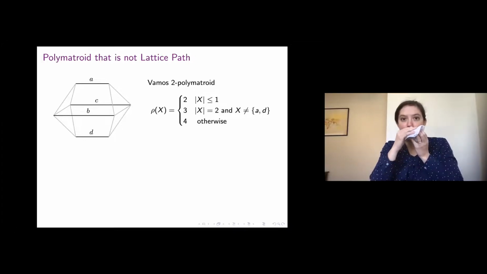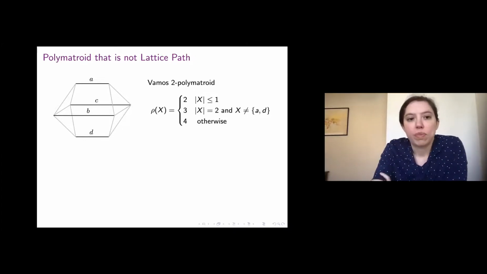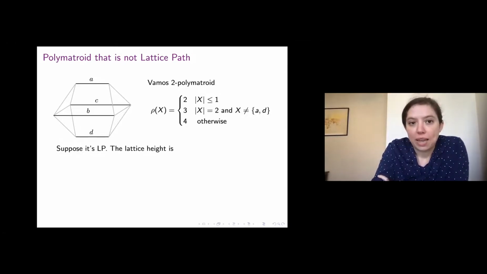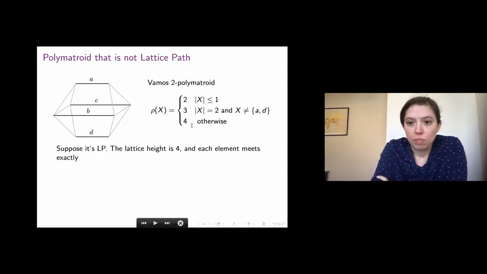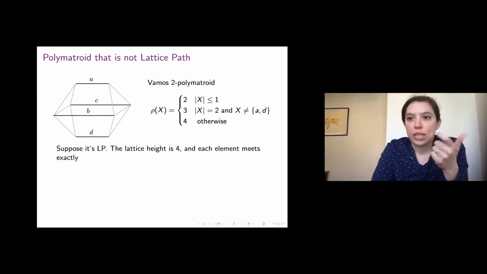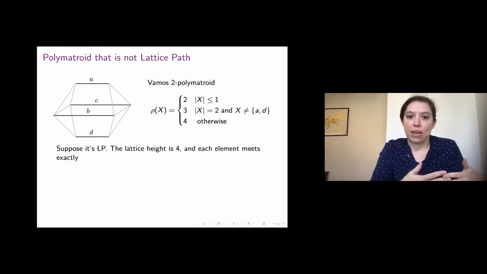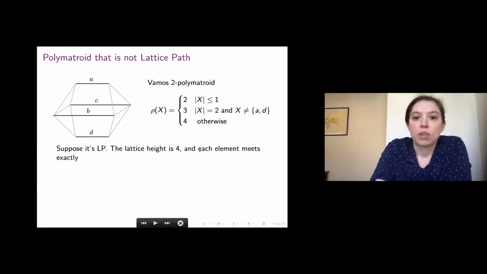So let me convince you that it's not lattice path by supposing that it is lattice path. So if it's lattice path, then we can get these 4 sets because the lattice height should be 4. That's my total rank. So I should be able to get 4 sets where my elements each meet some of these sets, and I can determine rank by seeing how many of these sets are met by my elements. So each element should meet exactly 2 of the sets because each element has rank 2.